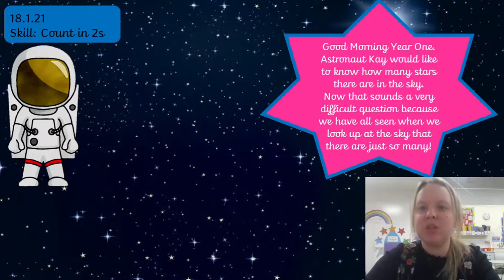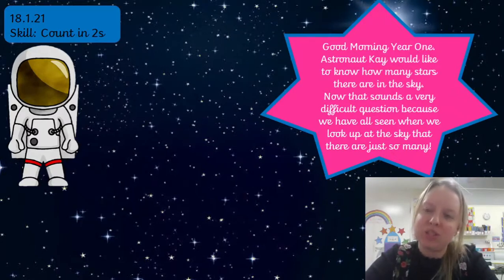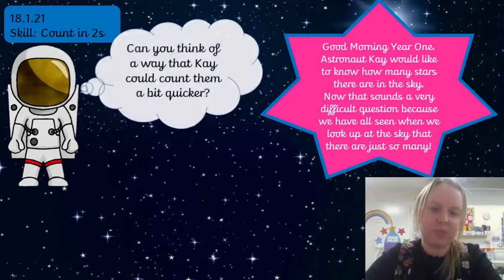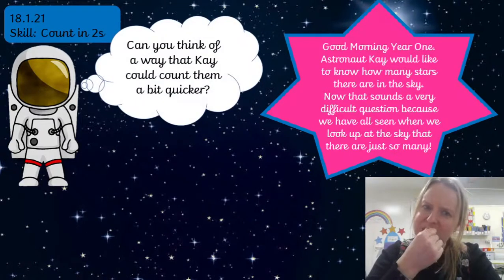Okay, she says, "Good morning Year 1. Astronaut Kay would like to know how many stars there are in the sky." Now that sounds a very difficult question because we have all seen when we look up in the sky that there are just so many stars. There's millions and trillions of stars, so that would take forever, wouldn't it? Can you think of a way that Kay could count them a bit quicker?